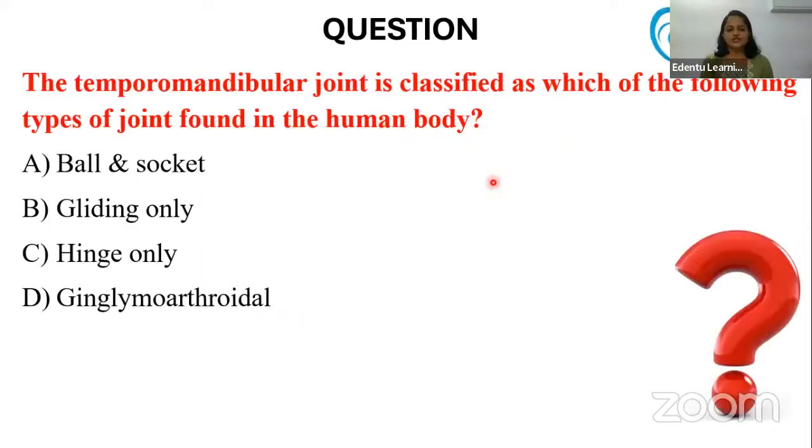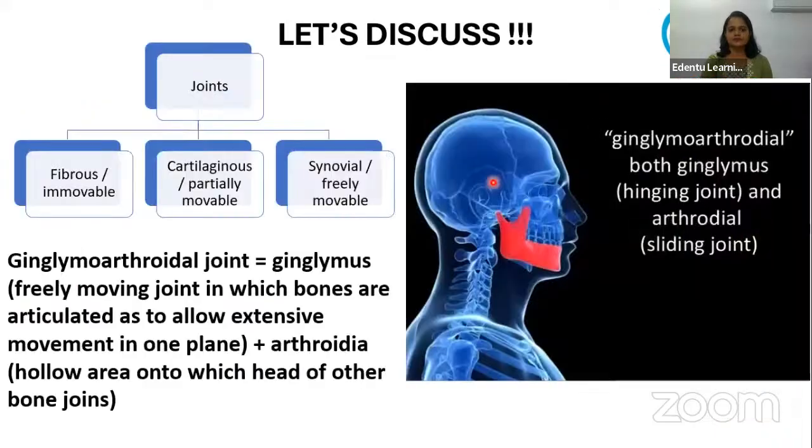Now, moving on to the next question: the temporomandibular joint is classified as which of the following types of joint found in the human body? Is it ball and socket joint, or gliding only joint, or hinge only joint, or ginglymoarthrodial joint? Okay, so the correct answer is option D, ginglymoarthrodial joint.